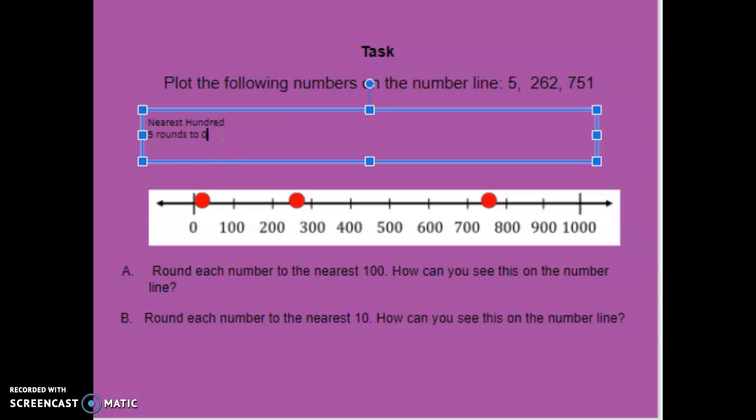Now let's go on and look at 262. If we're rounding to the nearest 100, it's going to round to 300 because it is closer to 300. It's past that benchmark number, so it's going to round to 300. And then we're going to do the same thing with 751. Because it passed that benchmark by 1, it's going to round to 800.